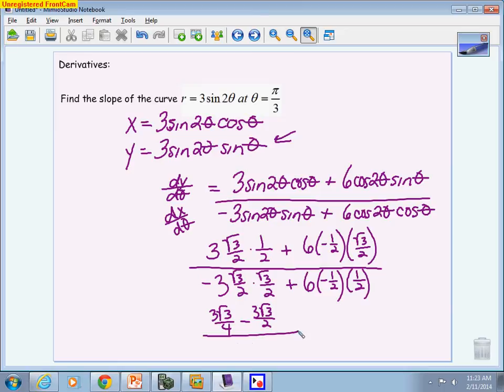On the bottom actually gets a little simpler. The radicals go away, because right away you see that you have a radical 3 times a radical 3. That's going to be 3 times the negative 3 that's in front, all over 2 times 2. So I get negative 9 over 4. And then the next one, it's negative. I have 6 times a half, which is 3, 3 times a half is 3 halves.